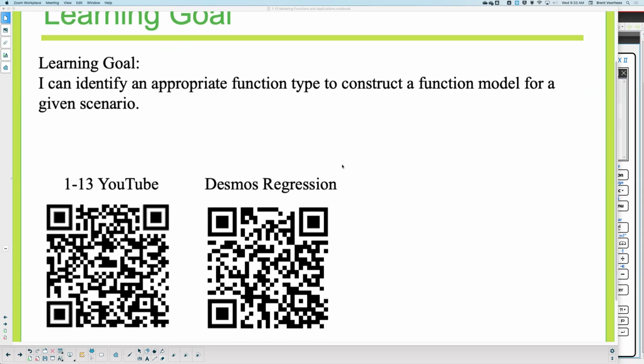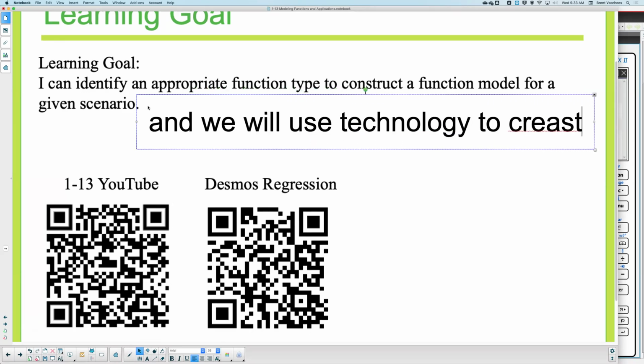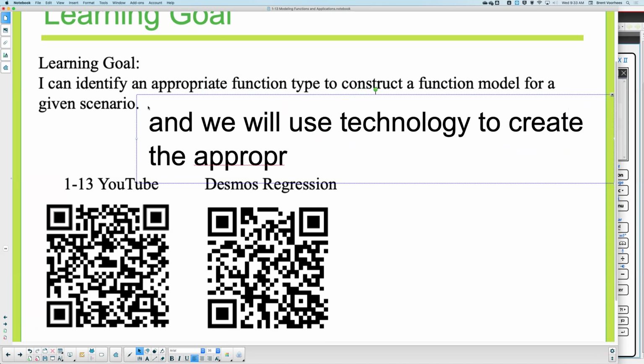So our learning goal: we can identify an appropriate function type to construct a function model for a given scenario, and we will use the calculator. I should have put this on there. Let me just type it in. And we will use technology to create the appropriate function model. So this is what we're going to be doing today, okay?